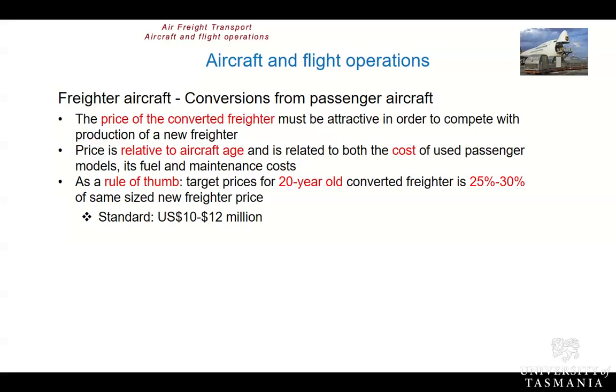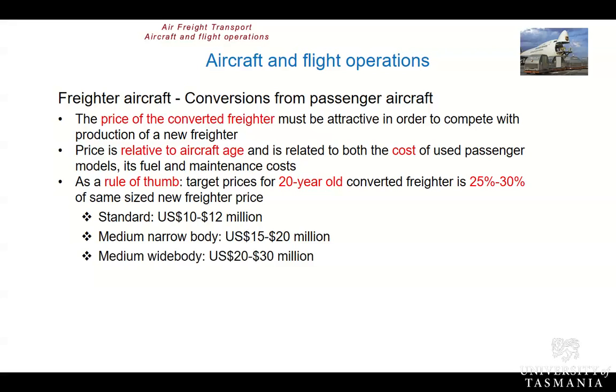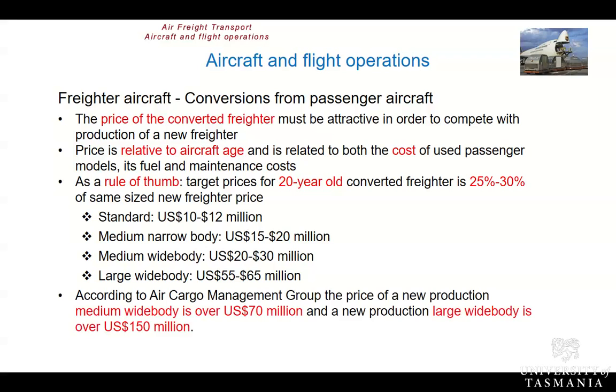So a converted standard freighter is going to cost around $10 to $12 million. A medium narrow-bodied freighter is going to be in the vicinity of 15 to 20 million. A medium wide body, 20 to 30 million. And a large wide body, $55 to $65 million for a converted freighter. Now you can compare that to perhaps a medium wide body new is going to be about $70 million, and a new wide body at around in excess of $150 million.